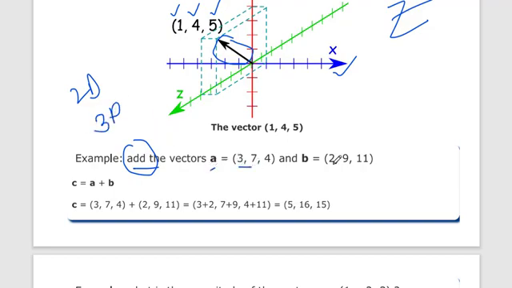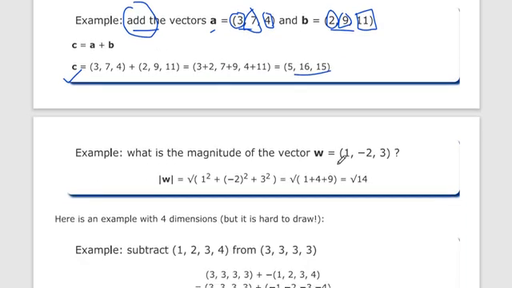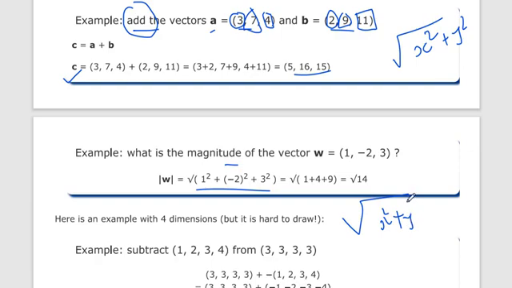Okay, if it is a 374, 291. So in addition, what we will do, we add x coordinate, then y coordinate, then z coordinate. Okay, so we will get the C vector is a plus b. Okay, and how do we find magnitude? In 2D we already discussed what is the equation, x square plus y square. Here it will become under root x square plus y square plus z square.